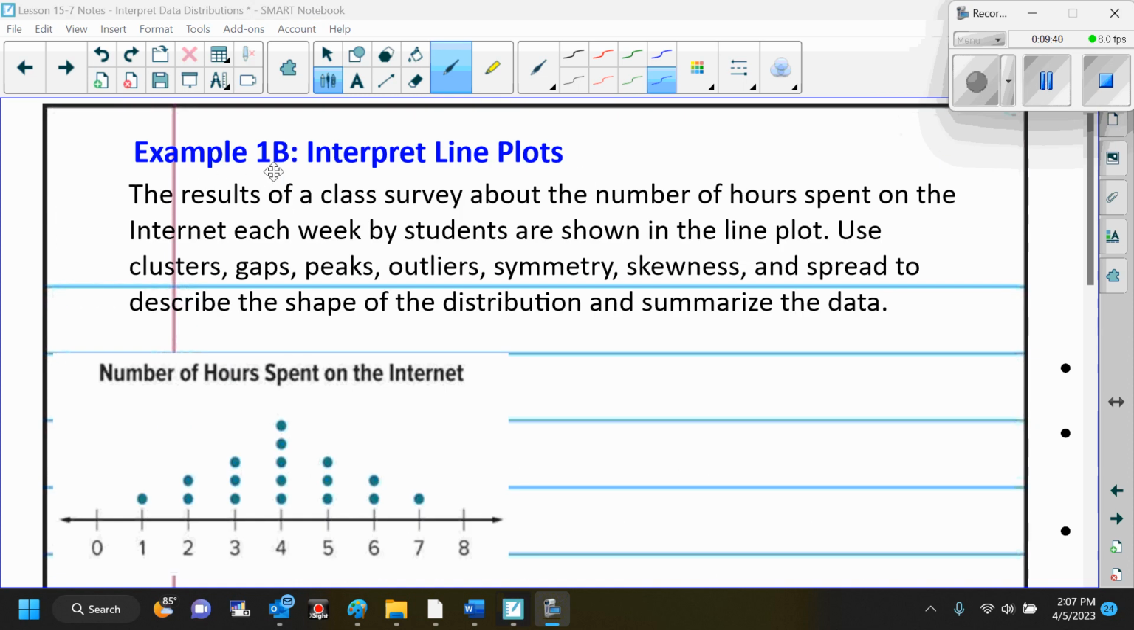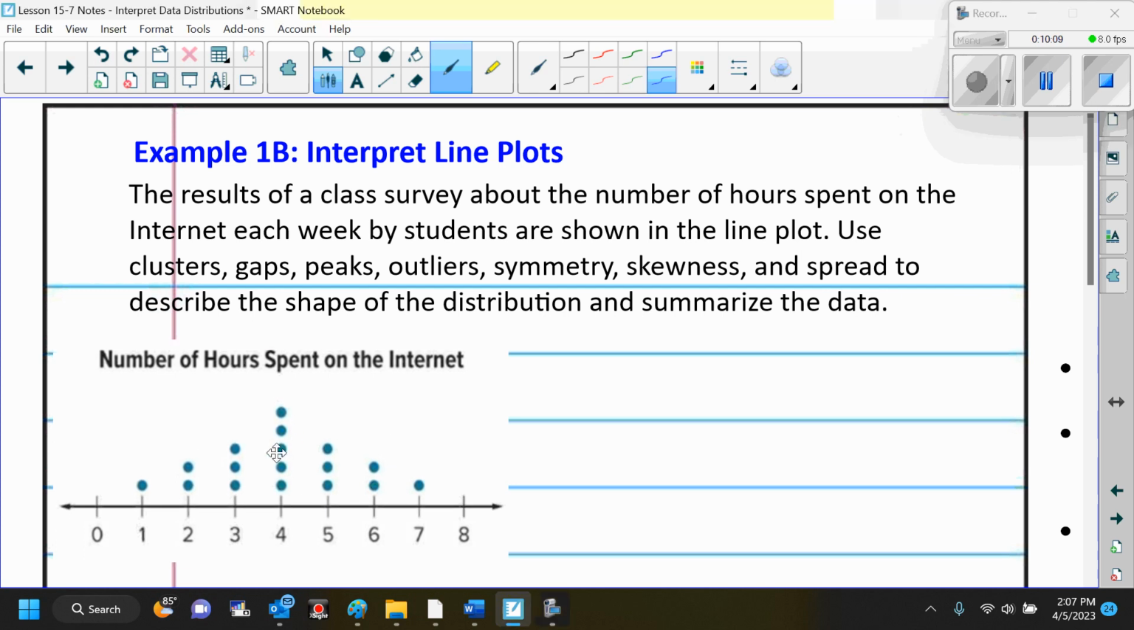All right, example 1B says interpret line plots. It says the result of a class survey about the number of hours spent on the internet each week by students are shown in the line plot. We want to use clusters, gaps, peaks, outliers, symmetry, skewness, and spread to describe the shape of the distribution and summarize the data. So go ahead and press pause. I have my answers over here. So press pause, do your description, and then press play again to see what I've written.